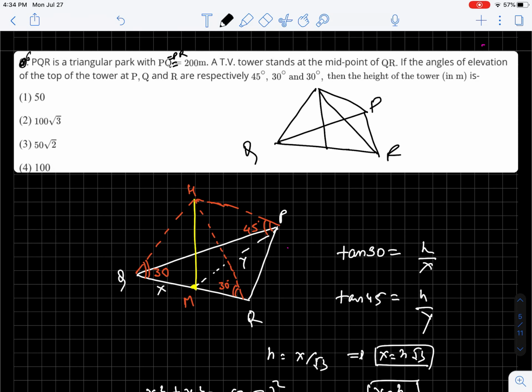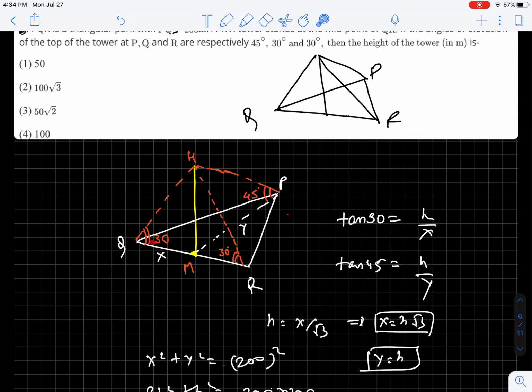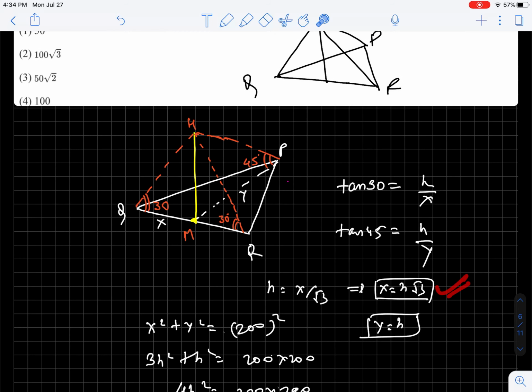Now you can see three right triangles here. This is perpendicular to the horizontal line. The angle of elevation is 30 degrees. Let's say the height of the tower is h. Then tan 30 is equal to h by x. Simple. Tan 30 is equal to h divided by x here also. Or for tan 45, this value is h divided by y. Now can you find the value of x and y? Yes, it's very simple. x is equal to h divided by tan 30, h root 3, and y equals h.